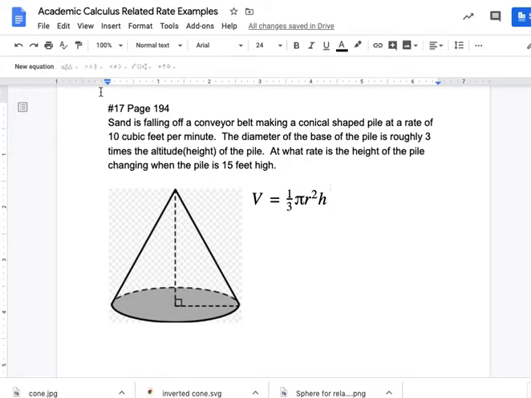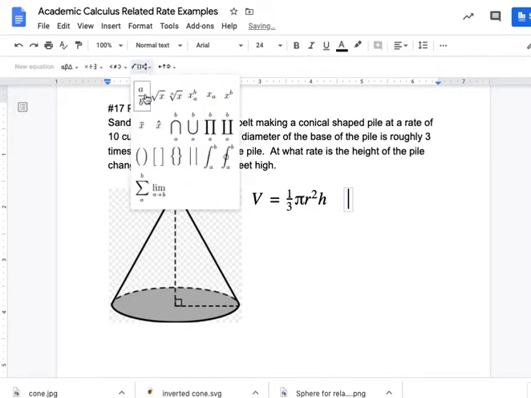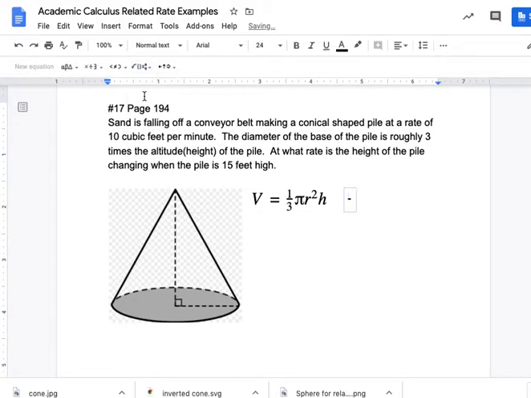Next thing we want to do is take a look at the information they give us in the problem. They tell us that sand is falling at a rate of 10 cubic feet per minute. So we're going to want to label that, and that is a rate of change. Cubic feet tells us that is a rate of change of volume. Per minute tells us we're changing as time changes. We've got 10 feet cubed per minute.